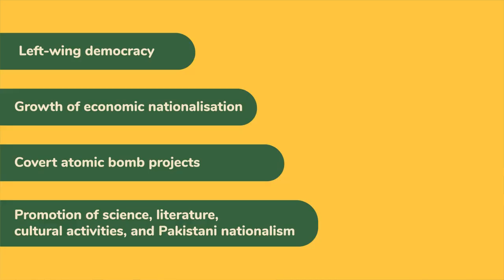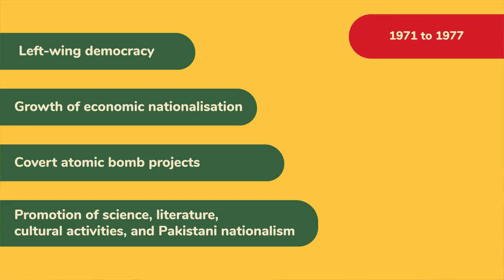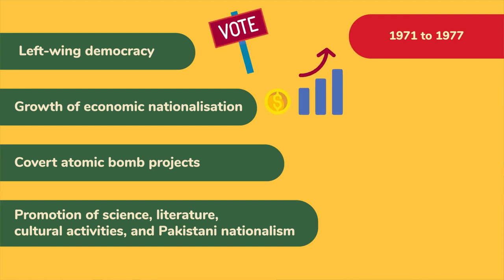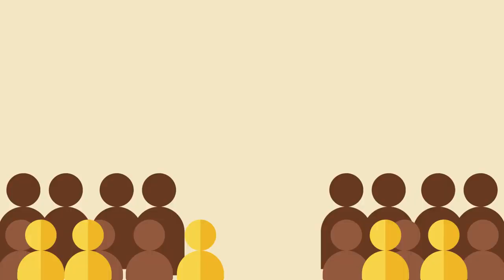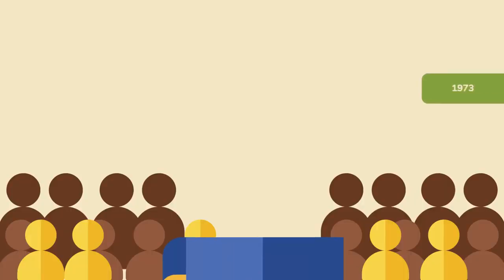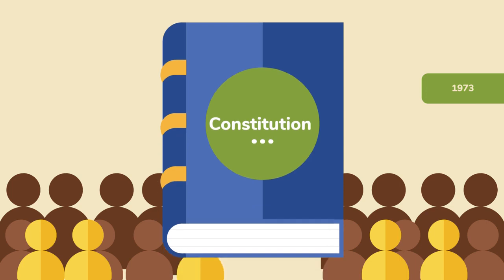1971 to 1977 was a period of left-wing democracy and the growth of economic nationalization, covert atomic bomb projects, promotion of science, literature, cultural activities, and Pakistani nationalism. The PPP created the 1973 Constitution with the support of Islamists. The Constitution declared Pakistan an Islamic republic and Islam the state religion.